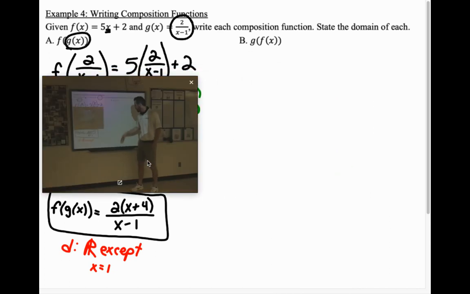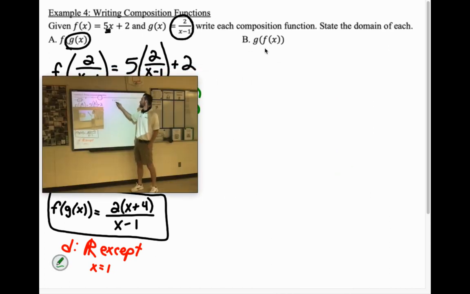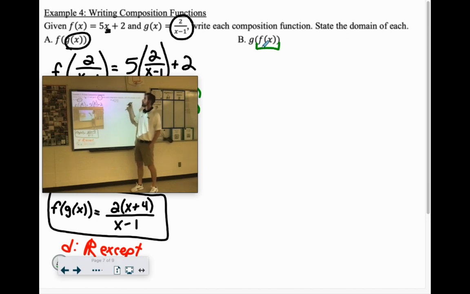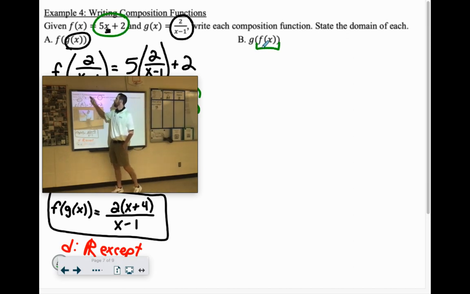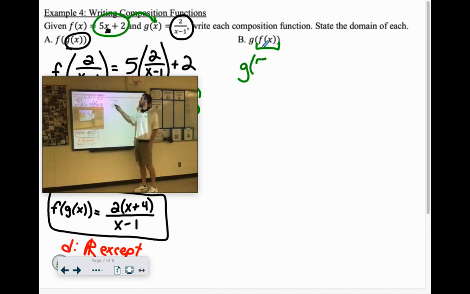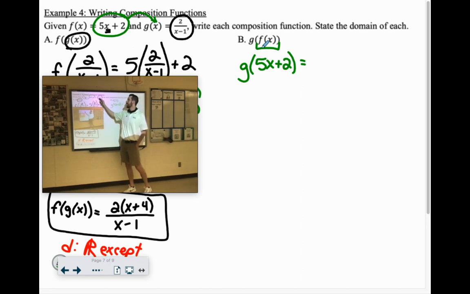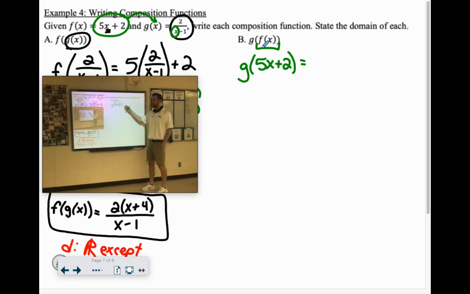Now we're going to take f of x's equation and sub in 5x plus 2 into g of x. So we're going to be saying g of 5x plus 2. Now remember, what that means is, in g's equation, anytime I see an x, which is down there, we're going to be substituting in 5x plus 2. So that would look like this: 2 over 5x plus 2. We replace the x, and then minus 1.